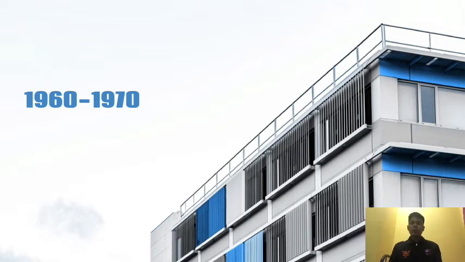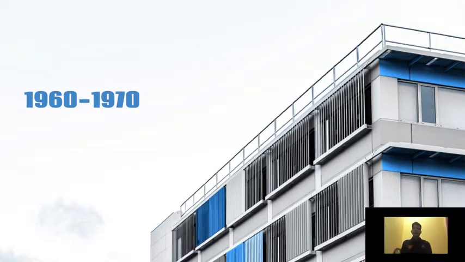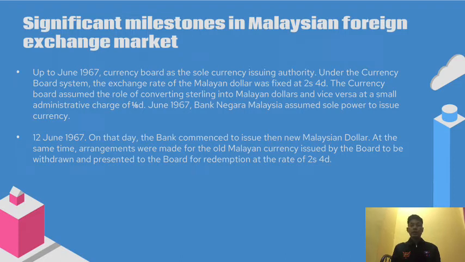Today I'm going to present about monetary policy from 1960 until 1970. The significant milestones in the Malaysian foreign exchange rate. Up to June 1967, the currency board was the sole currency issuing authority. Under the currency board system, the exchange rate of the Malaysian dollar was fixed at 2s 4d. The currency board assumed the role of converting sterling into Malayan dollars and vice versa at a small administrative charge of 1/8d.